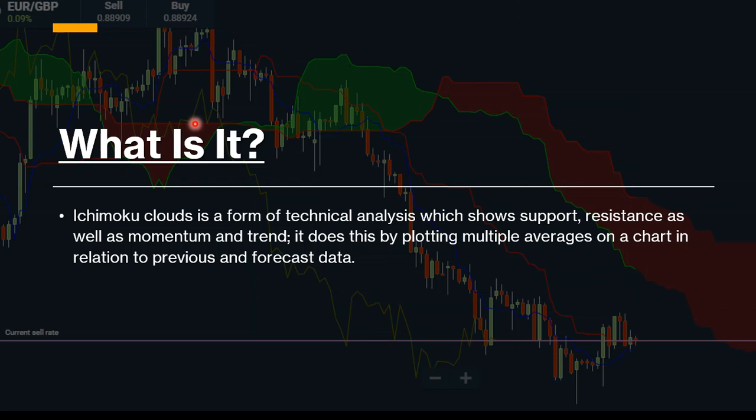So firstly, what is the Ichimoku clouds? Ichimoku clouds is a form of technical analysis which shows support and resistance as well as momentum and trend. It does this by plotting multiple averages on a chart in relation to previous and forecasted data.